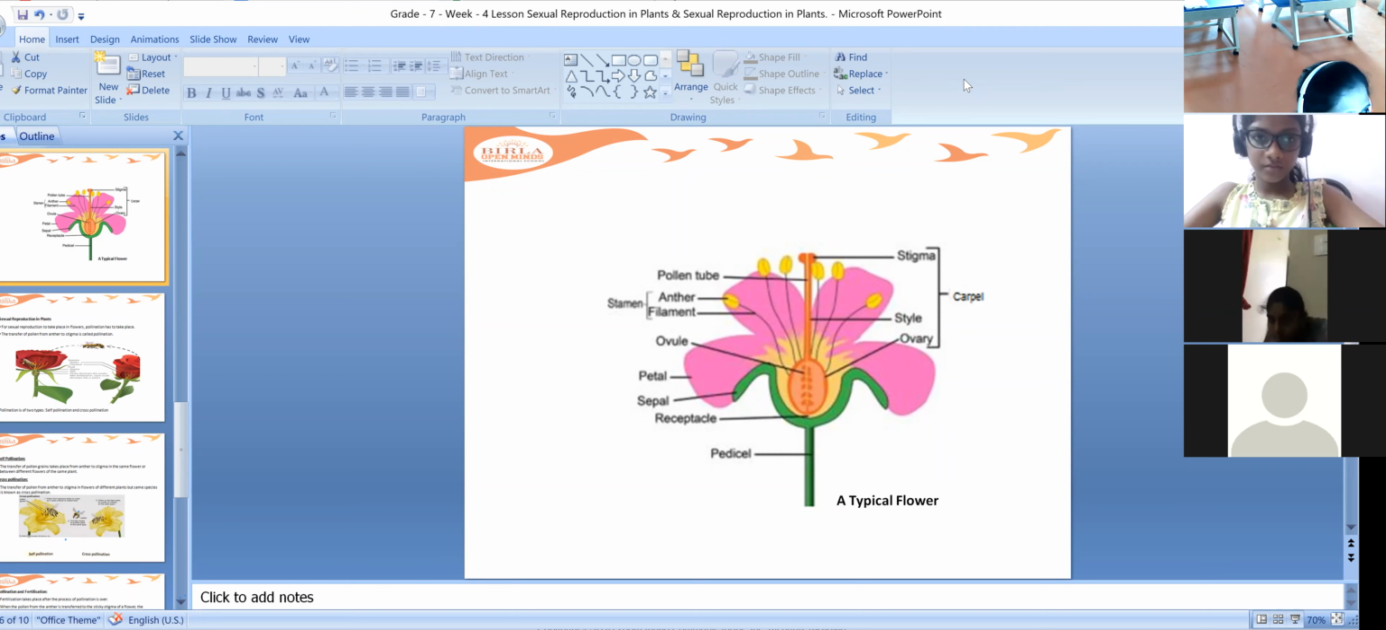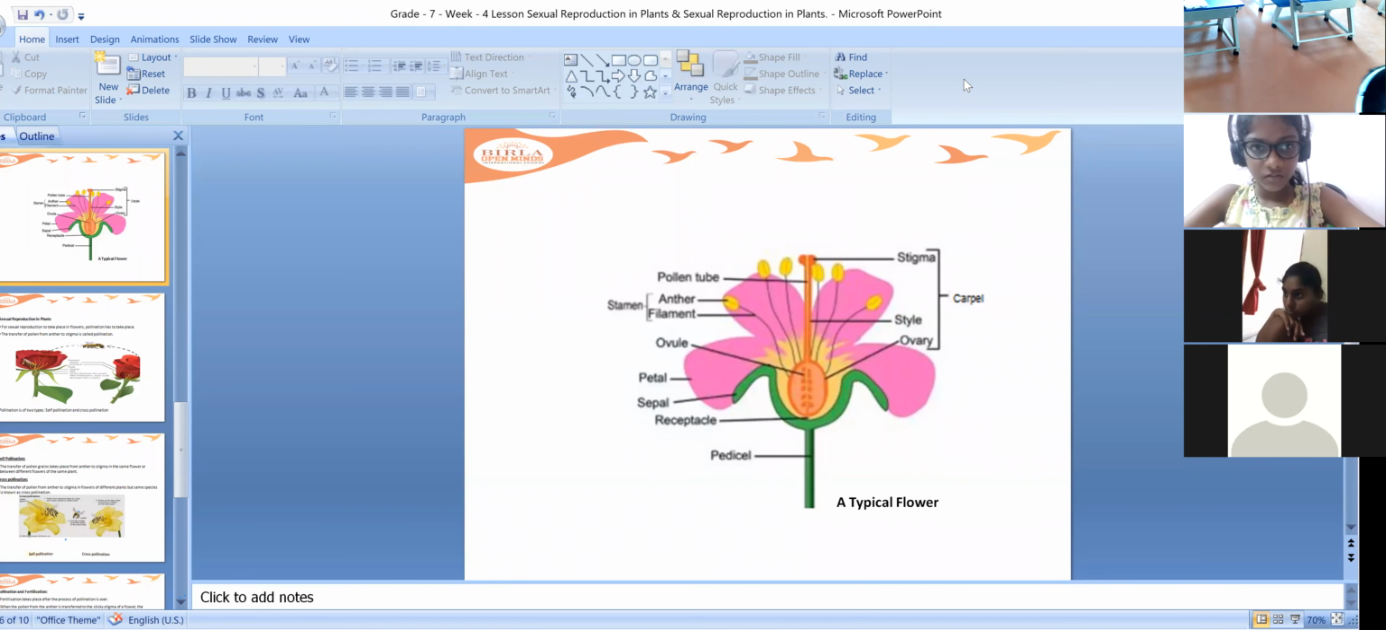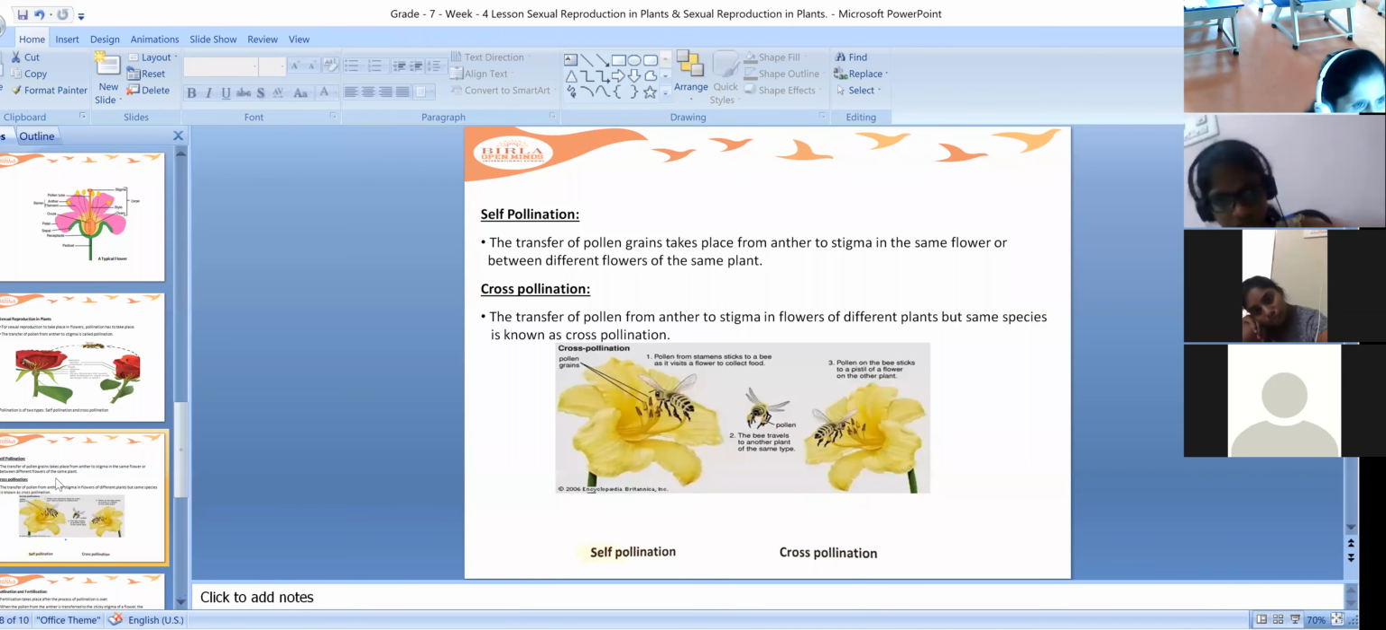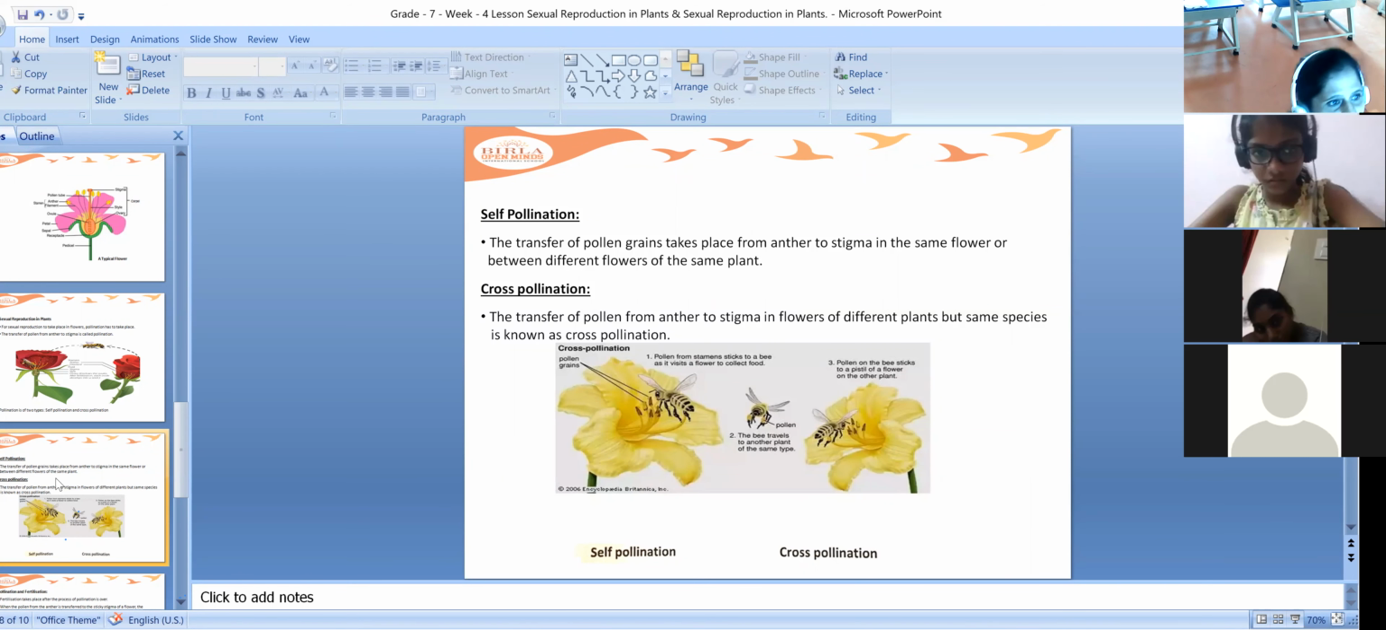From anther to stigma. How can stigma to anther take place? Because the stigma is the tube here, isn't it? So in self-pollination, in some cases, only the transfer of anther to stigma takes place in the same flower.